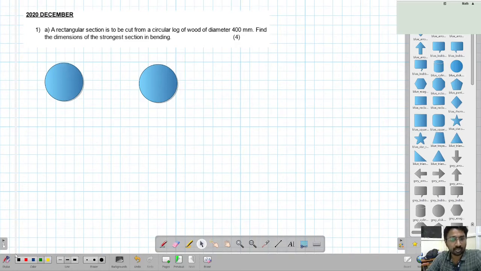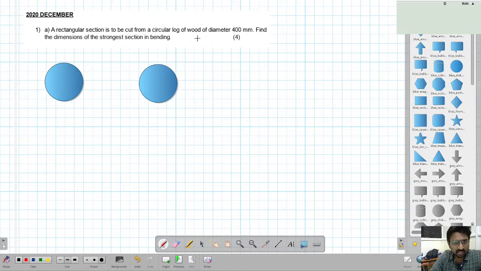Welcome to the next problem. This is a previous year problem, December 2020, asked for 4 marks. This is a direct problem. If you know that relation, you can directly answer the problem. But it's a very small derivation, so we'll do that derivation and finish it.